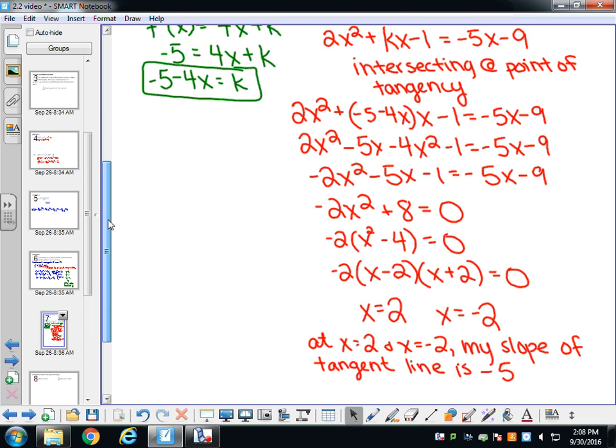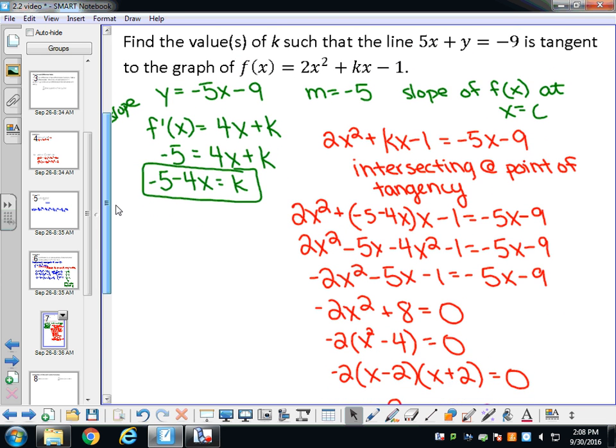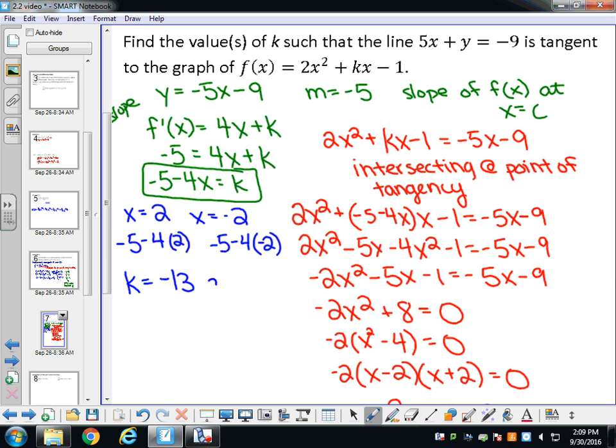however, that is not what the question was asking. If we take a minute and scroll back up, the question is asking to find the values of k. So what I need to do is, if x is 2 and negative 2, plug it into this k definition. So it turns out that my 2 k's are negative 13 and 3. So there's actually going to be 2 different parabolas that will both be tangent to that line.